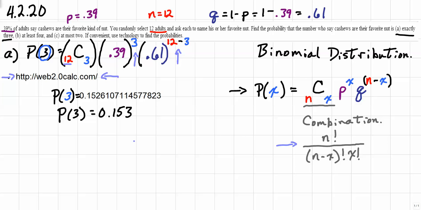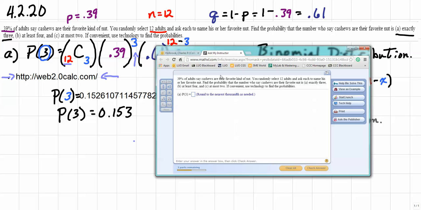And now we're going to go ahead and put that into MyStatLab. So I'm going to go ahead and bring this in so that we can look at it, and we're going to type in 0.153. We'll go ahead and check our answer, and we have a nice work.